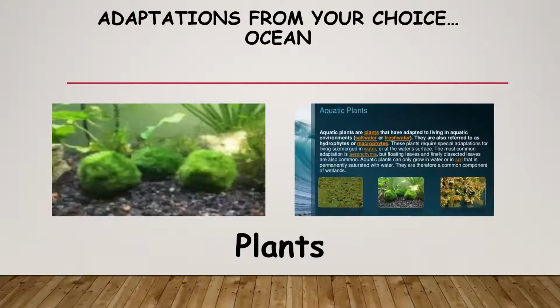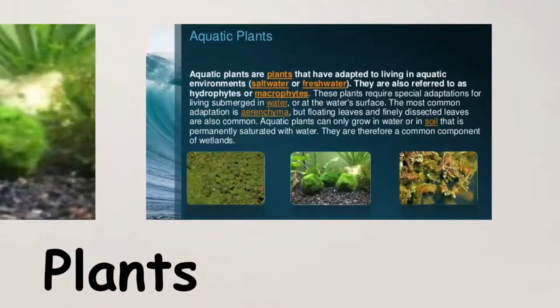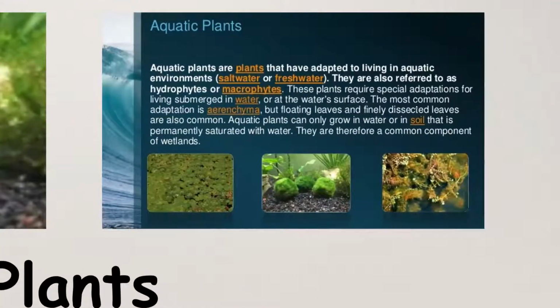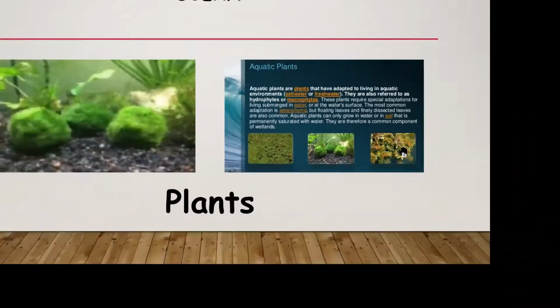All right, let's look at a few adaptations as a review of possible environments that you've already chosen. There are some for an ocean. The plants have to make adaptations. The aquatic plants, I like the very bottom here. It says the aquatic plants can grow only in water or in soil that is permanently saturated with water. They are therefore a common component of wetlands.